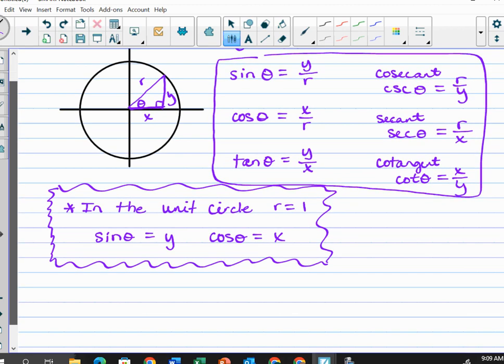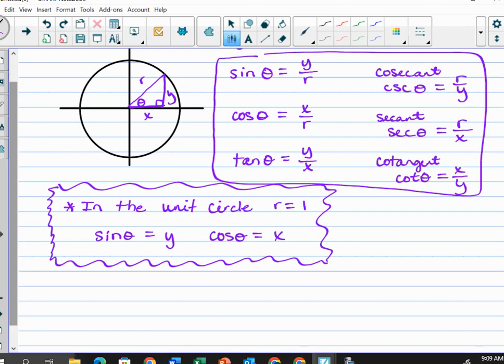Okay. So, let's try some. Guys, you can have your unit circle next to you while we try these.